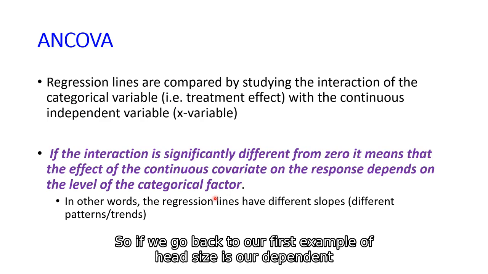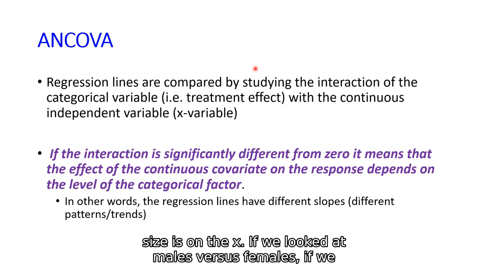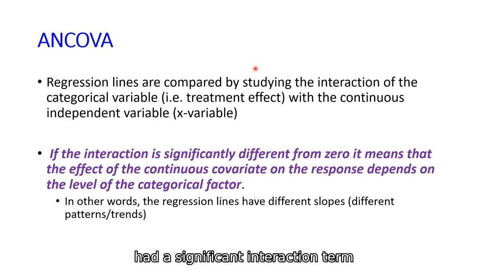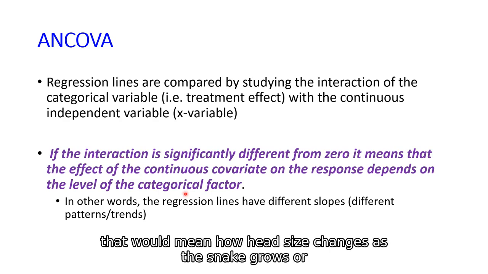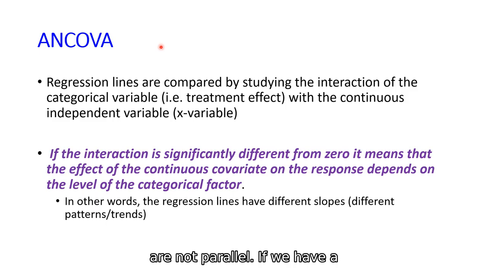So if we go back to our first example, head size is our dependent variable on the y, body size is on the x. If we looked at males versus females, if we had a significant interaction term, that would mean how head size changes as the snake grows, or the individual grows, differs between males and females. Those slopes are not parallel.